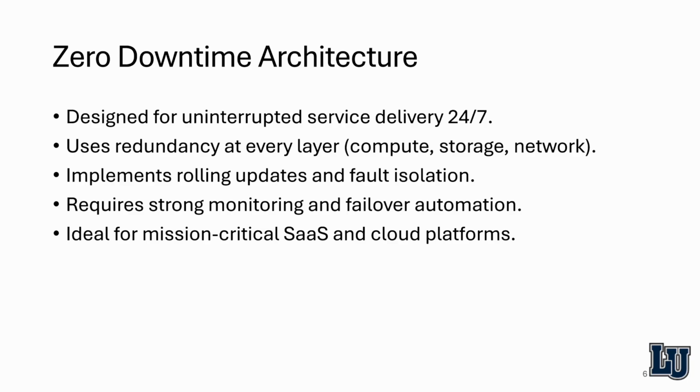We isolate faults so one bad node doesn't take the entire network down. Strong monitoring and automation are essential. Systems watch metrics like latency and errors. If something breaks, automated scripts react instantly. This design is what powers 24/7 SaaS platforms like Google Workspace or AWS. Users never see the chaos underneath.